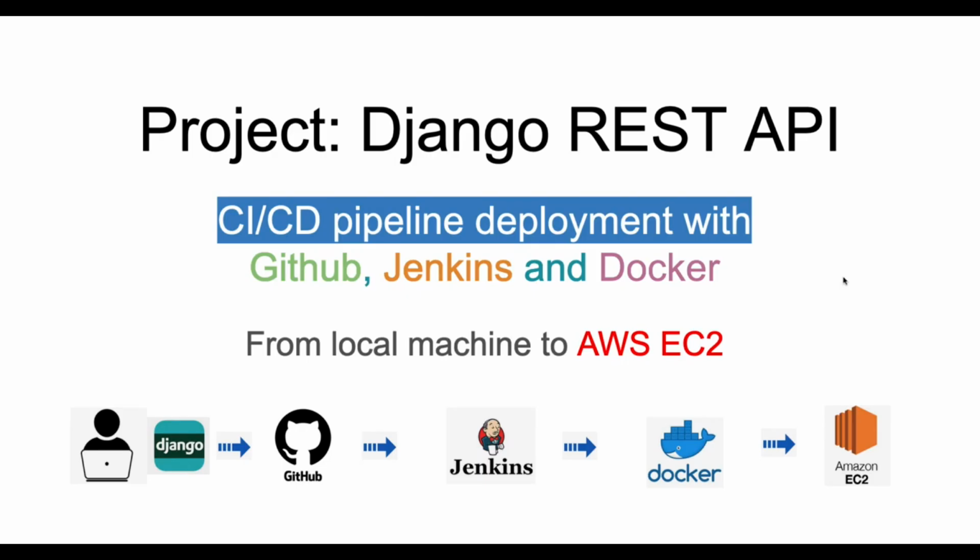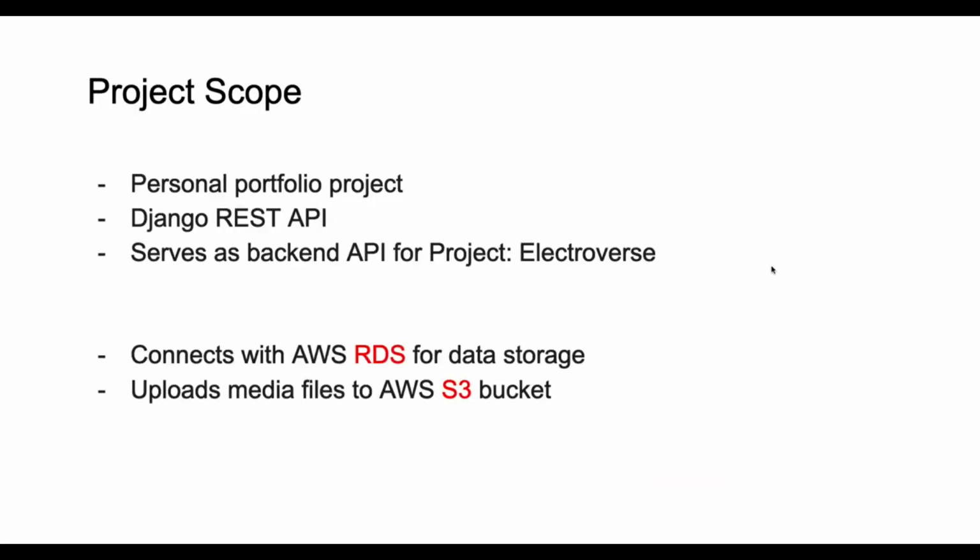Hello everyone. Today this is going to be a demo for a backend project, a Django REST API. I have developed this project maintaining a CI/CD pipeline and deployed it to an Amazon EC2 instance. I have used Jenkins for build automation, Docker for containerization, and for source code management I have used GitHub.